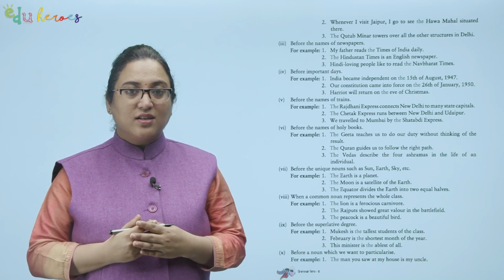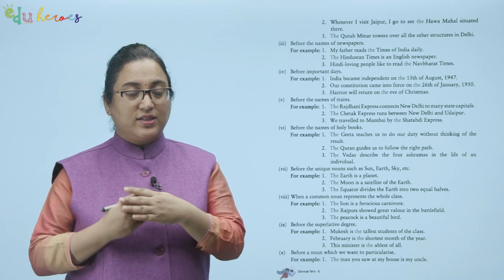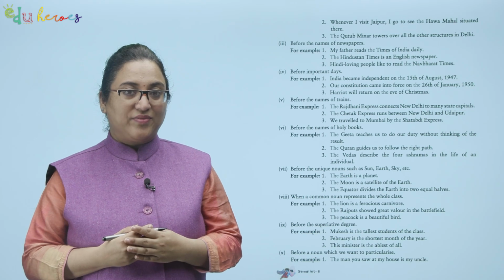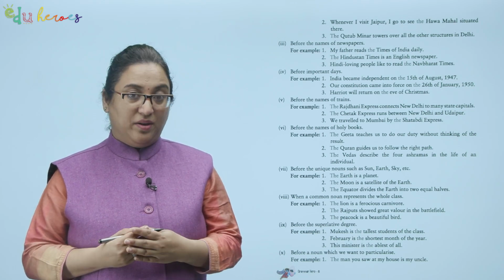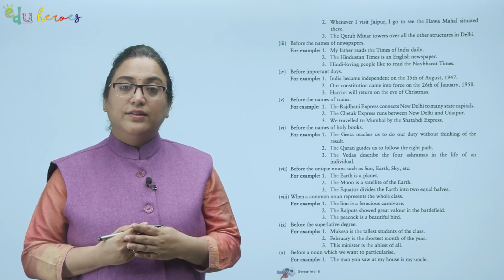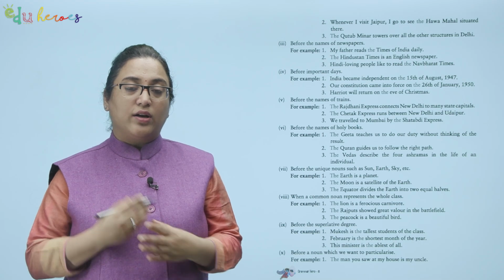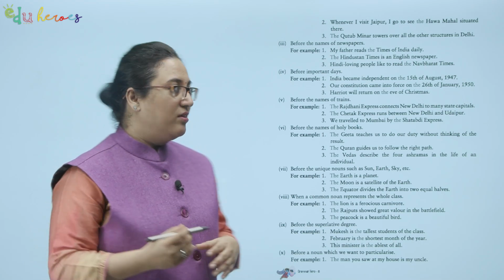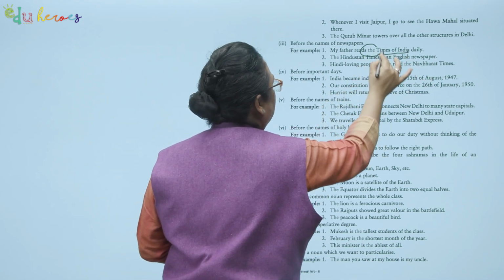Another usage is we use the before the names of newspapers. For example, my father reads the Times of India daily. The Hindustan Times is an English newspaper. Hindi loving people like to read the Navbharat Times. So if you are writing something like this or identifying, mark the name of the newspaper, as in here, Times of India, and then you can identify.